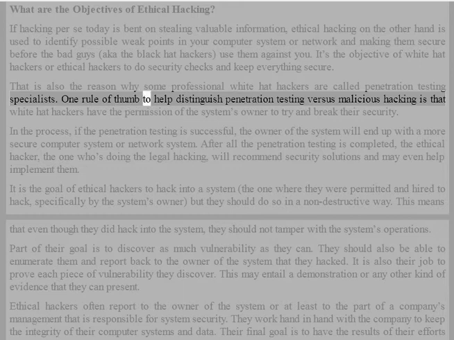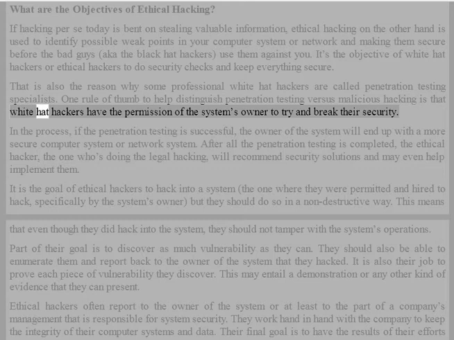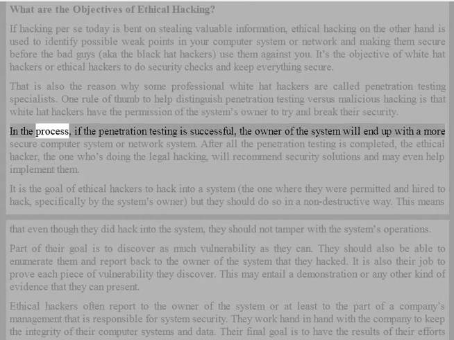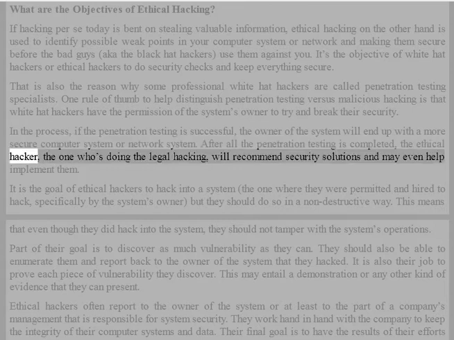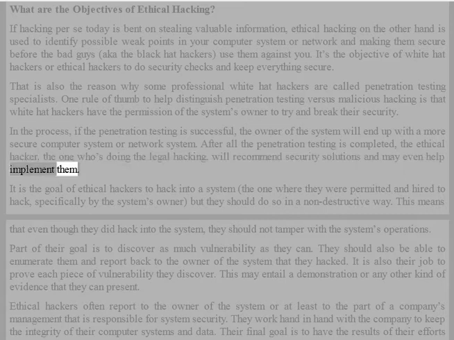One rule of thumb to help distinguish penetration testing versus malicious hacking is that white hat hackers have the permission of the system's owner to try and break their security. In the process, if the penetration testing is successful, the owner of the system will end up with a more secure computer system or network system. After all the penetration testing is completed, the ethical hacker, the one who's doing the legal hacking, will recommend security solutions and may even help implement them.